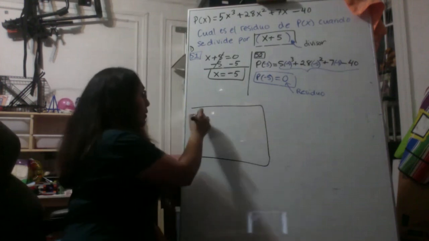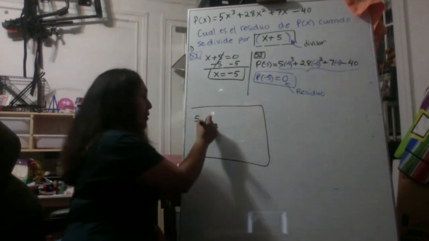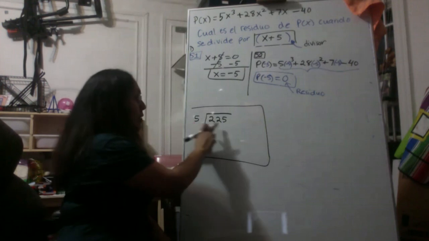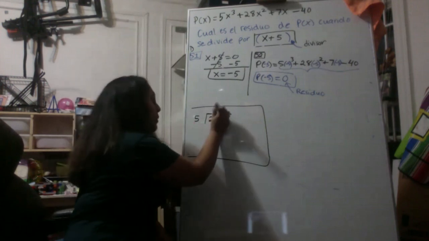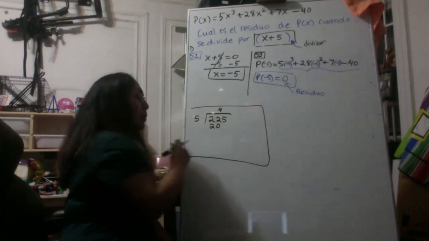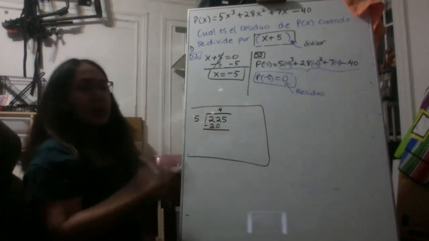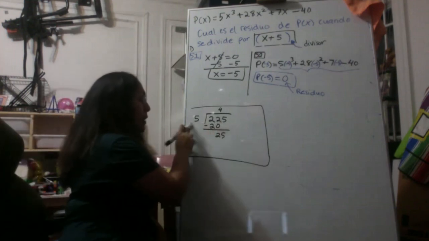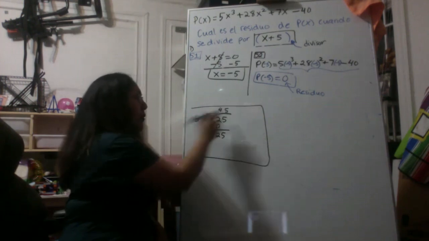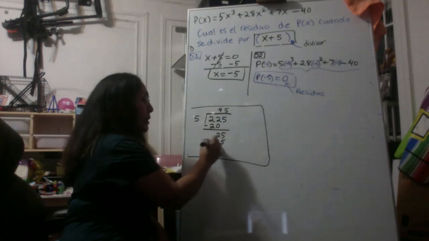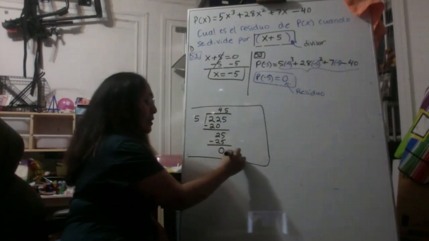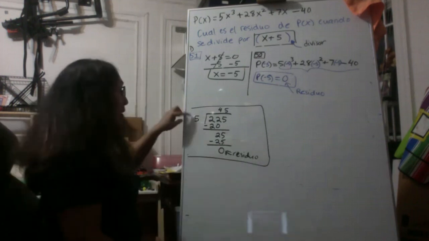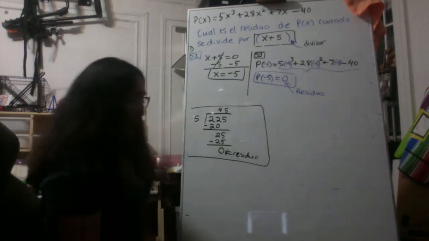Si yo quiero encontrar, digamos que mi divisor es 5 y voy a dividir 225 por 5. Yo sé que 5 va en 22 4 veces, 5 por 4 es 20. Y como es división en verdad es resta repetida. Resto 20, bajo el 5, y 5 va en 25 5 veces. Ahora voy a multiplicar 5 por 5, 25 y se resta y me da el residuo de 0. Entonces, ¿qué significa eso? Que el divisor 5 es un factor de 225.